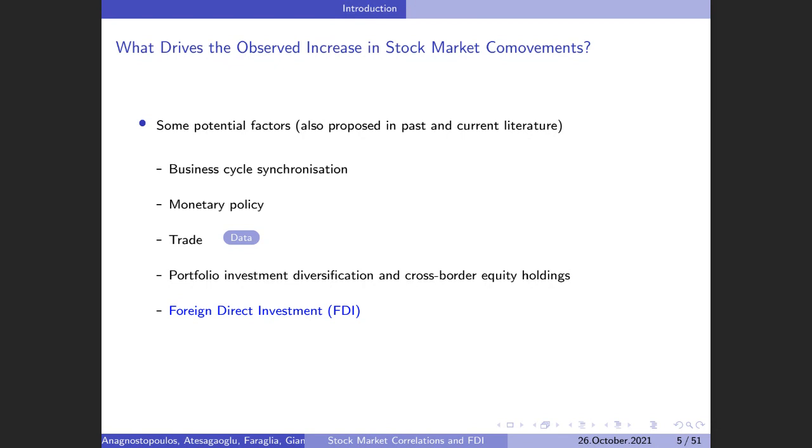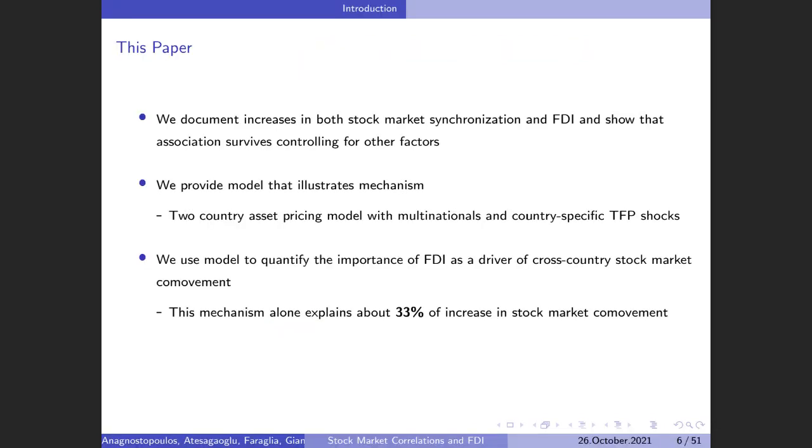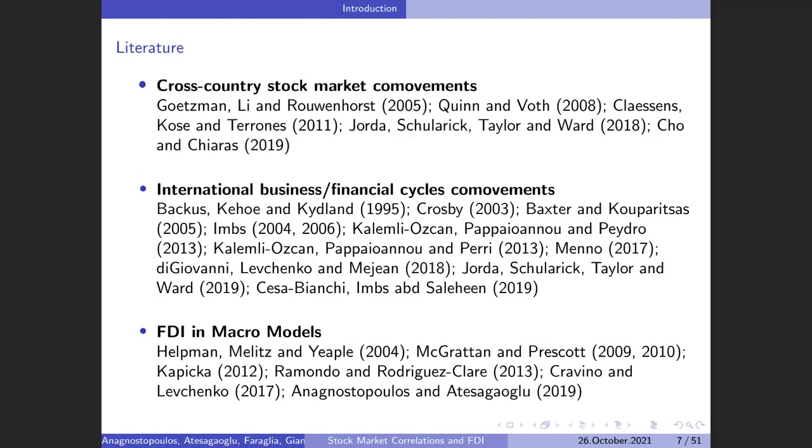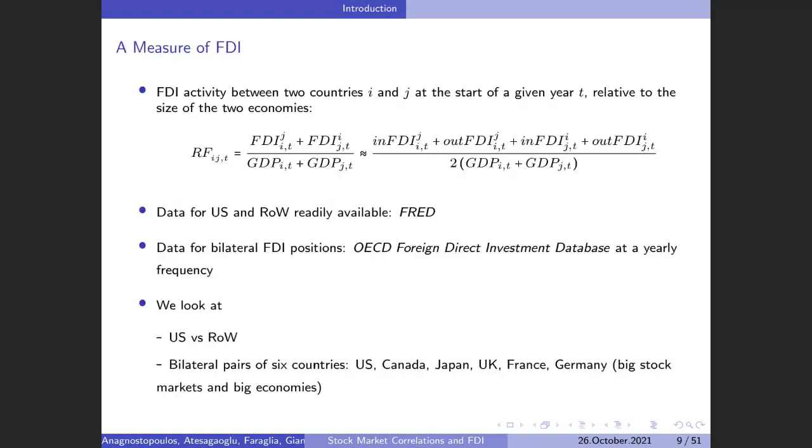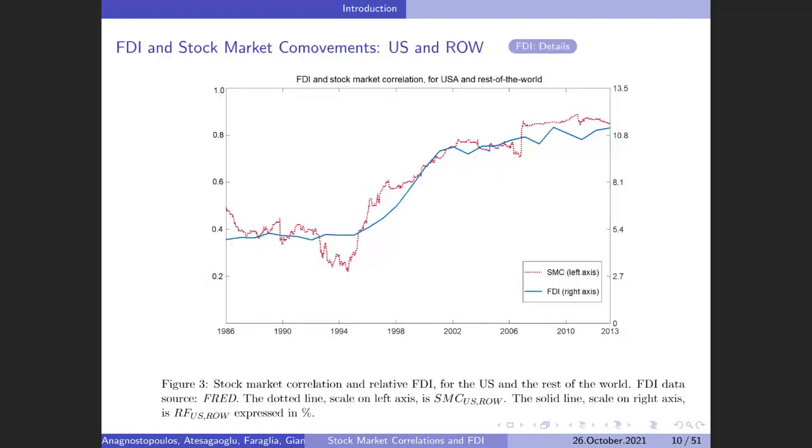Now, okay, so this paper is about that, and I'm going to come back to the model. So first, I would like to show you the data a little bit. Here we go. Now, if we take the US versus the rest of the world, because I showed you a couple of minutes ago what the data looks like.